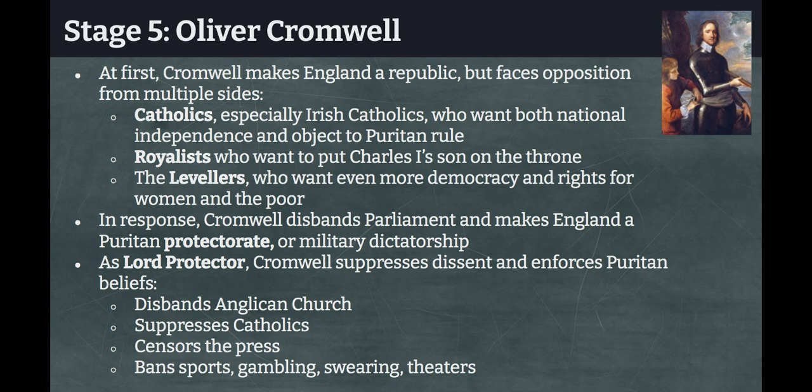I'm like, how are you going to enforce that, bro? I don't understand. Whatever. You do you, Cromwell. You try. That's what it means when you're a dictator, I guess.